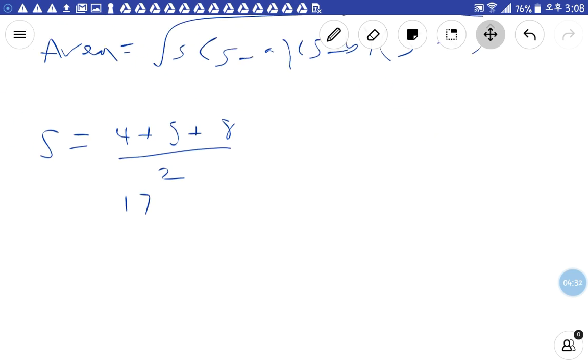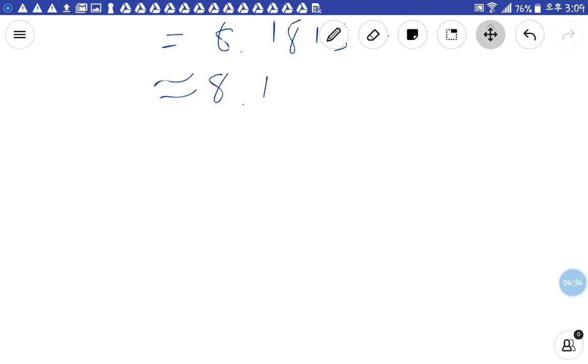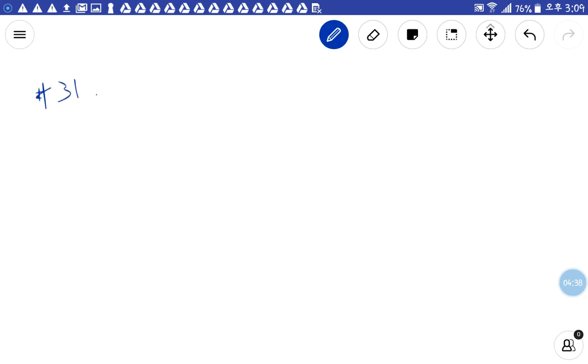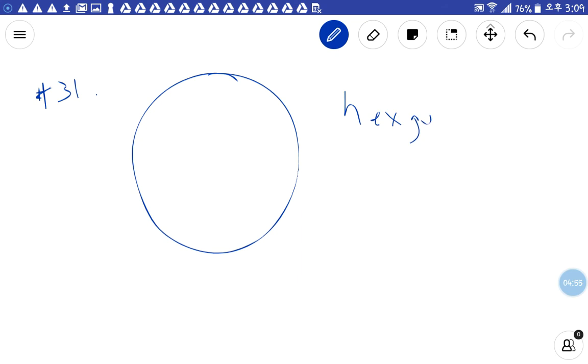Number 31. All right, number 31. Find the area of a regular hexagon inscribed in a circle of radius 12 inches. This is my circle, and then you need to have a regular hexagon.